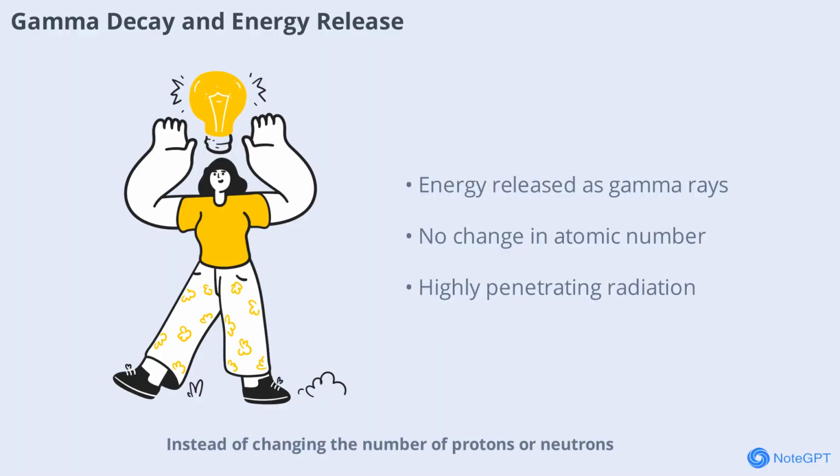Gamma decay is a bit different from alpha and beta decay. Instead of changing the number of protons or neutrons, gamma decay releases excess energy from the nucleus in the form of gamma rays. These rays are a type of electromagnetic radiation, similar to X-rays but much more powerful. Gamma decay often follows alpha or beta decay, as the nucleus settles into a more stable energy state. Gamma rays can penetrate deeply into materials, making them both useful and potentially dangerous.